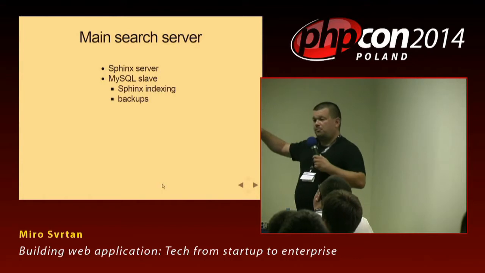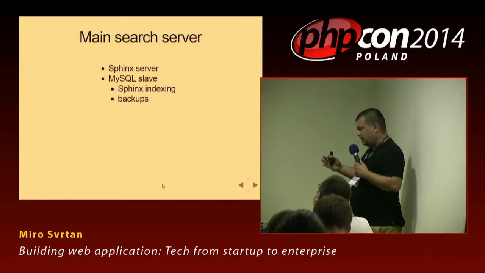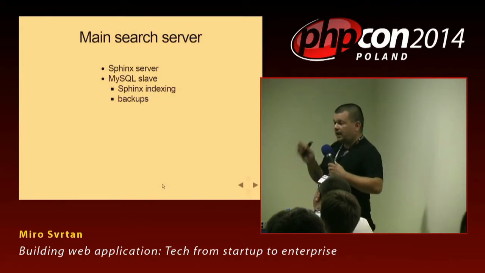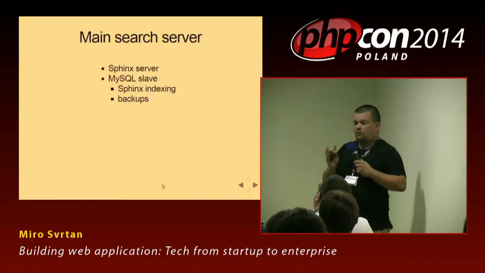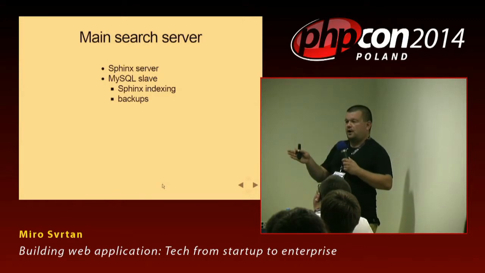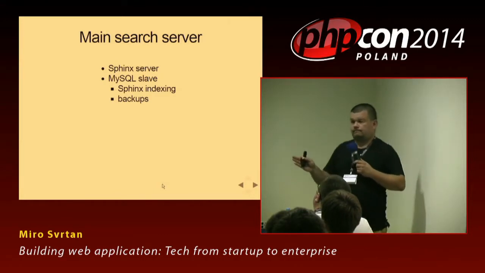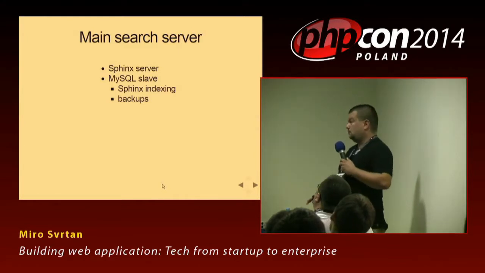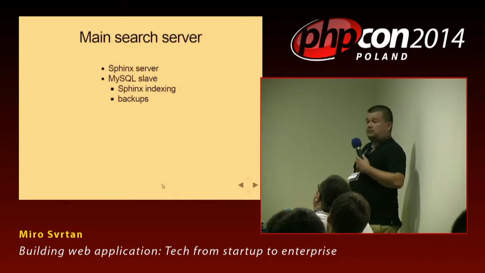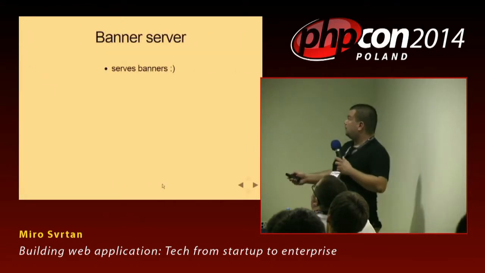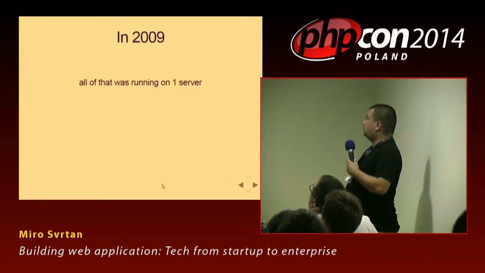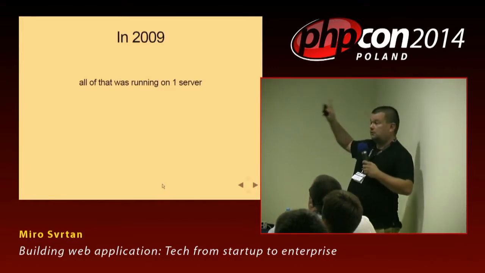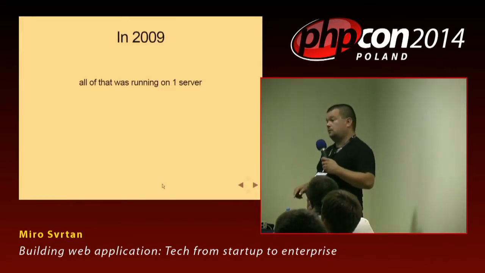In the past, we had problems where we would have to back up our database at 3 in the morning. We actually had a maintenance window where we would not be working from 3 to 5 in the morning, because it took 2 hours to back up all of the data. Now that we have a slave, we can run backup whenever we want. And in 2009, when I came to the project, all of this was running on just one server.